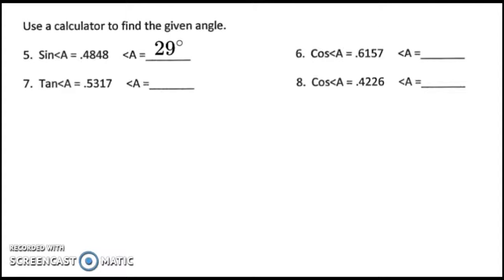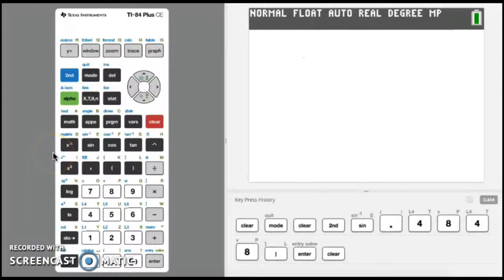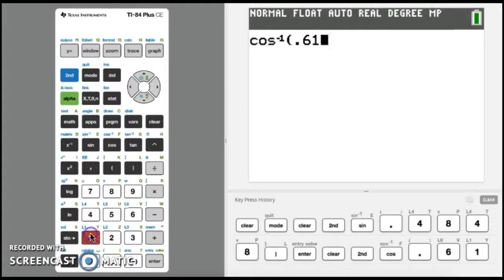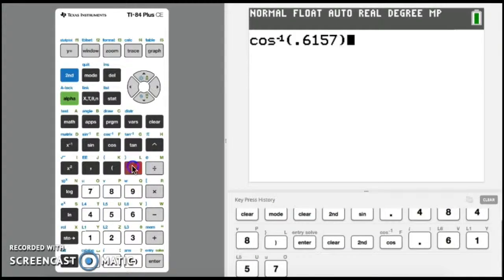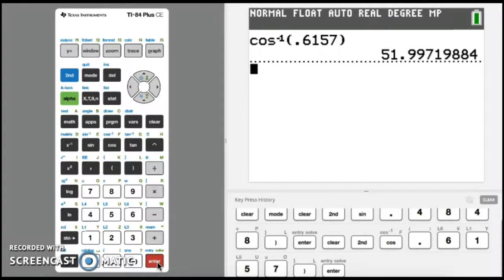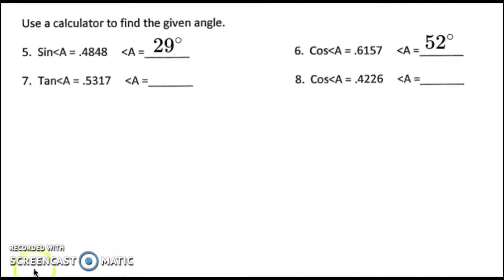We have cosine of angle A equals 0.6157, and we're looking for angle A. So we have to put that in the calculator. So typing that in the calculator, I will do second cosine 0.6157, close the parentheses, and I'll have 51.99719884 going on and on. So round that up to 52, and my answer will be 52. So that will be number 6.